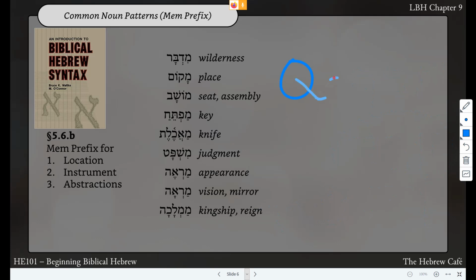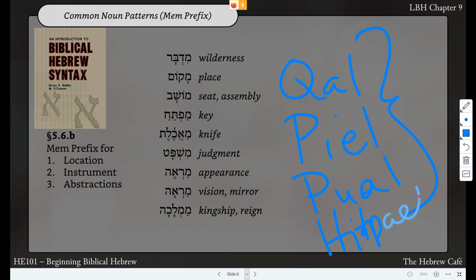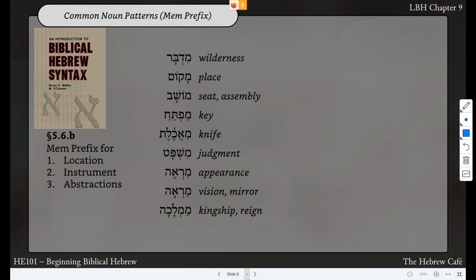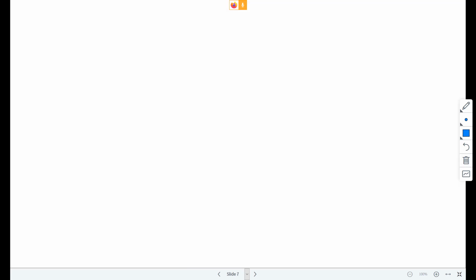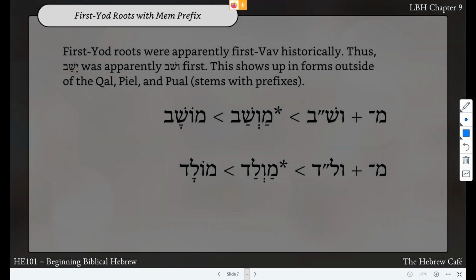Outside of the qal, the piel, and the pual, which we're going to learn much later. But outside of these three verbal stems, the yod is present. In the other stems, also hitpael, the yod is present. In the others, the vav comes back into play. So we're going to look real quick at the next slide and see basically what's happening here.